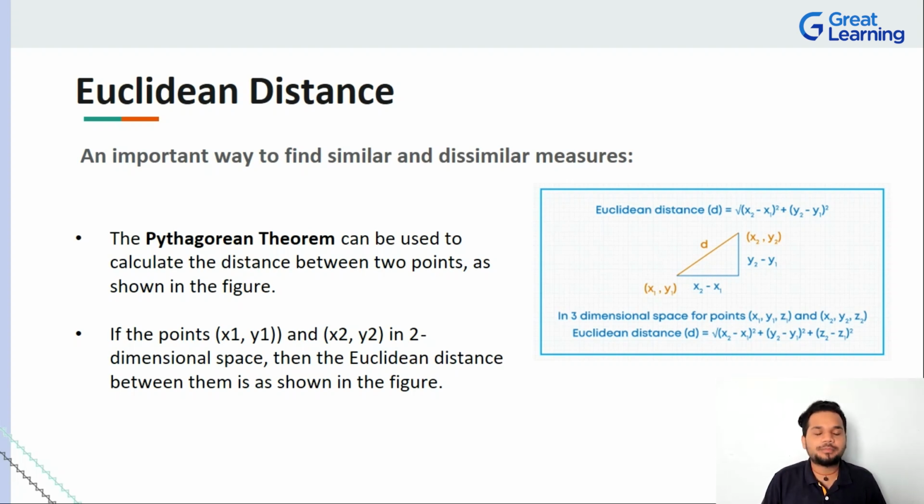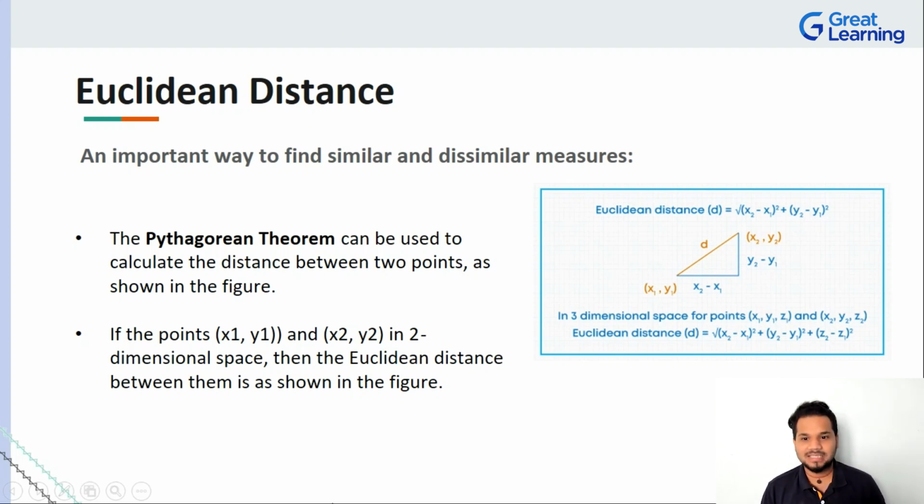So as I told you, you can find similar and dissimilar measures, and whenever you have two data points, the Pythagoras theorem is extremely popular to calculate the distance that exists between 2 points, right? Take a look at the figure. X1, Y1 is one of the points. X2, Y2 is the other point. We know for a fact that we can find D as the square root of (X2 minus X1) the whole square plus (Y2 minus Y1) the whole square.